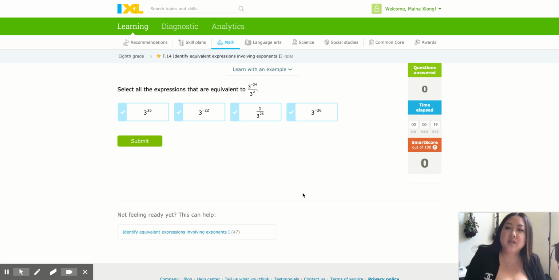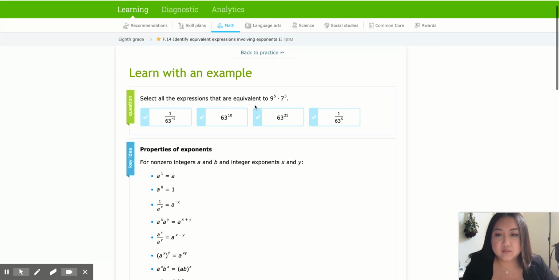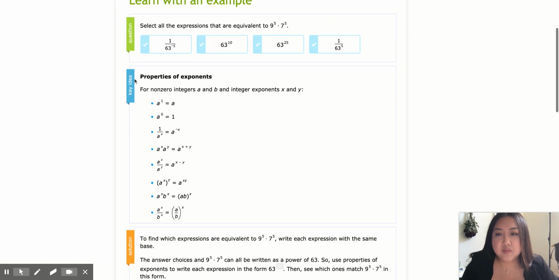So for our next skill today, we are going to do identifying equivalent expressions. And this is going to involve two-digit exponents. So earlier we only did single-digit exponents. This time we're doing double digits. All right. Remember the properties that we went over? It's still the same ones that we're using, but we're just going to work with the double digits.